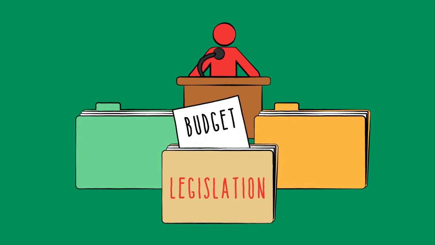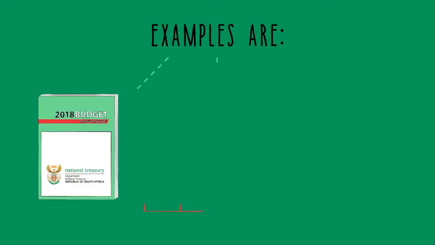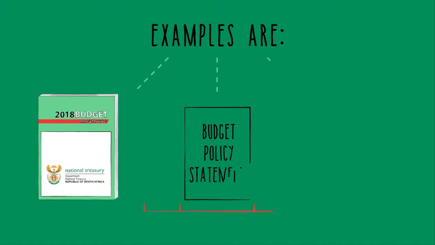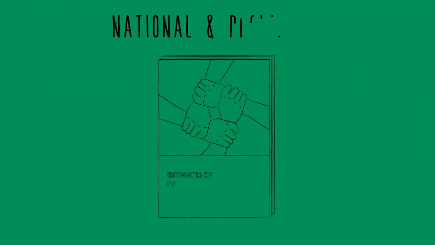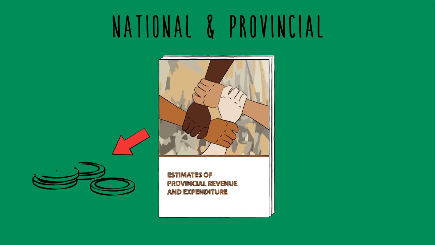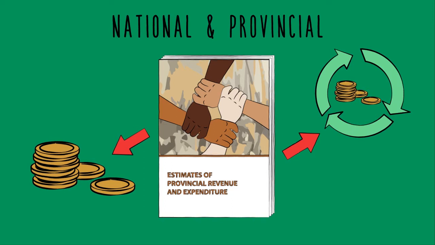The budget is contained in various documents. A budget document can be legislation which gives effect to the budget in law, or a document providing details and explanations of the legislation. Some examples are the Budget Review, the Medium-Term Budget Policy Statement and the People's Guides which explain all budget legislation. The estimates of national expenditure and estimates of provincial revenue and expenditure explain the appropriation and division of revenue legislation.